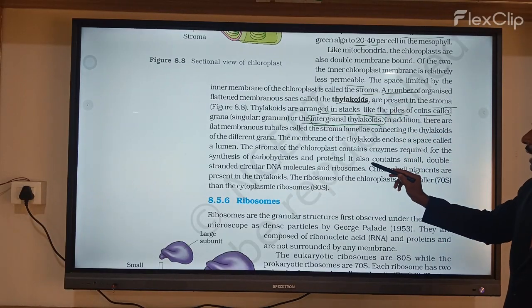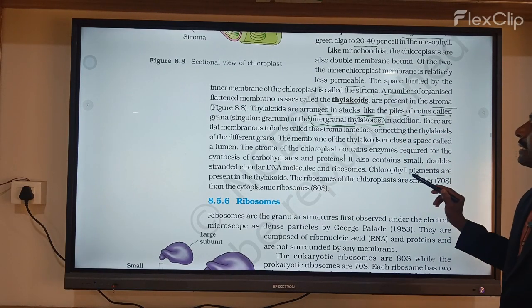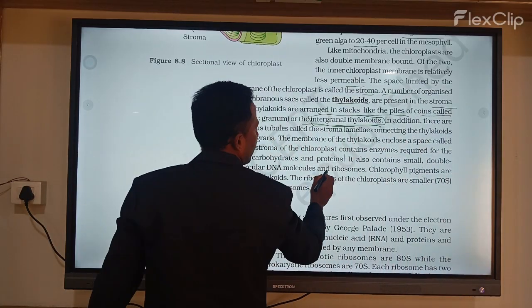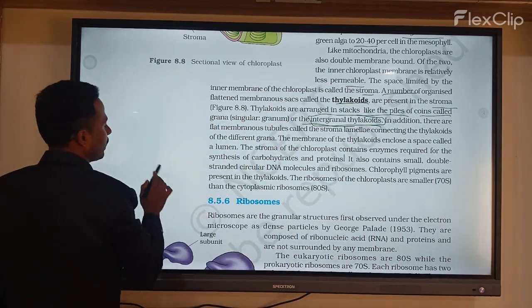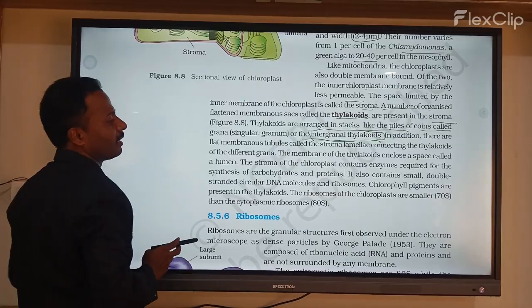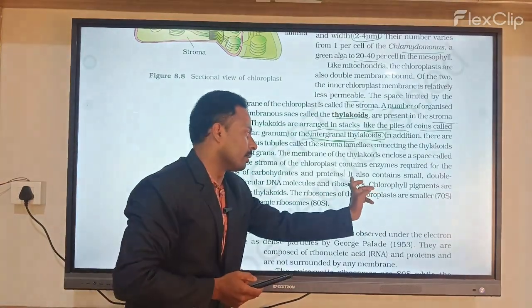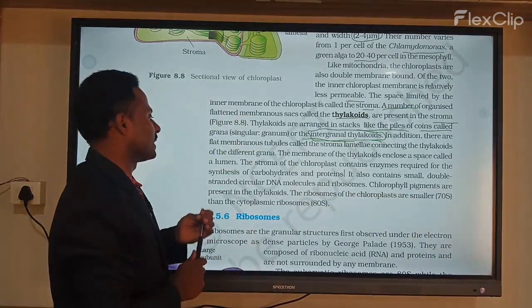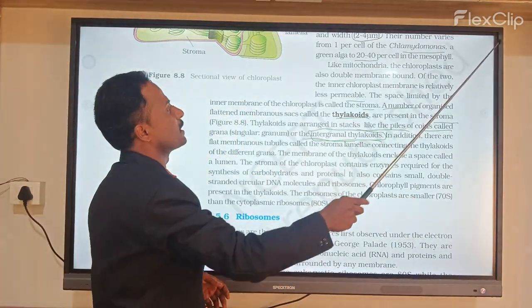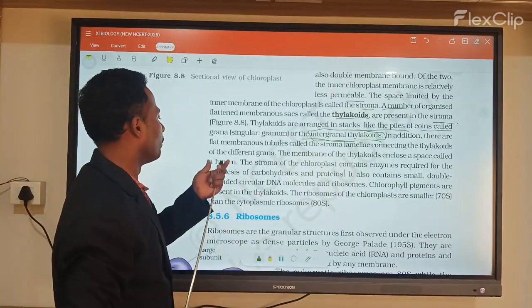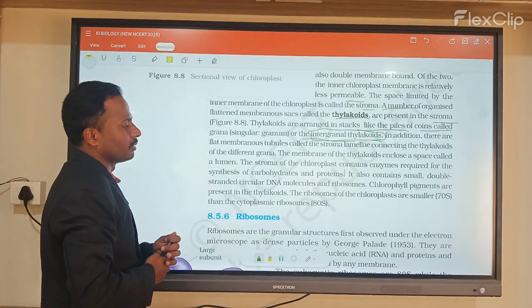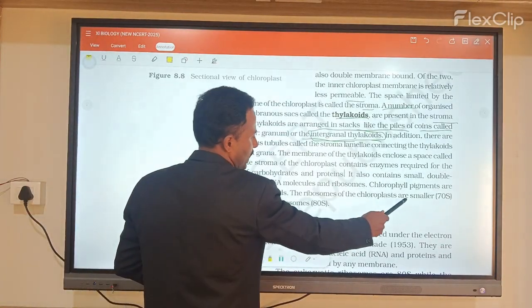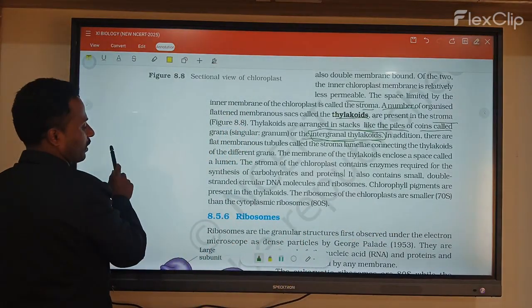It consists of a small, double-stranded circular DNA molecule, and ribosomes are also present inside. Now these chlorophyll pigments are present in the thylakoids. Where are the chlorophyll pigments mostly present? On the complete thylakoid membrane. The ribosomes in chloroplasts are small, 70S type ribosomes.